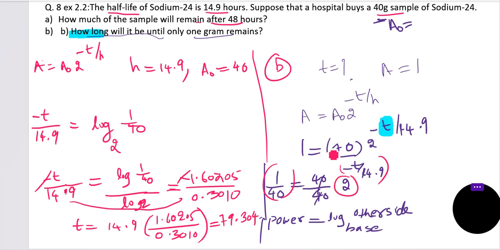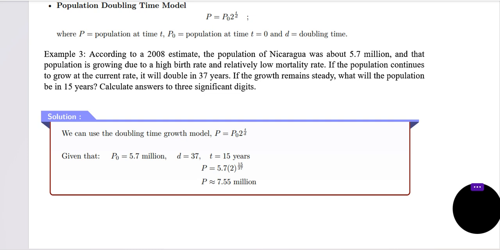This is the answer. So like this we will get. This is the question on doubling time. In the question it is there, double in 37 years. The doubling time is D, 37. In 2008, that is time t0, we start the experiment in 2008. The population was this, that is P naught, at the beginning.